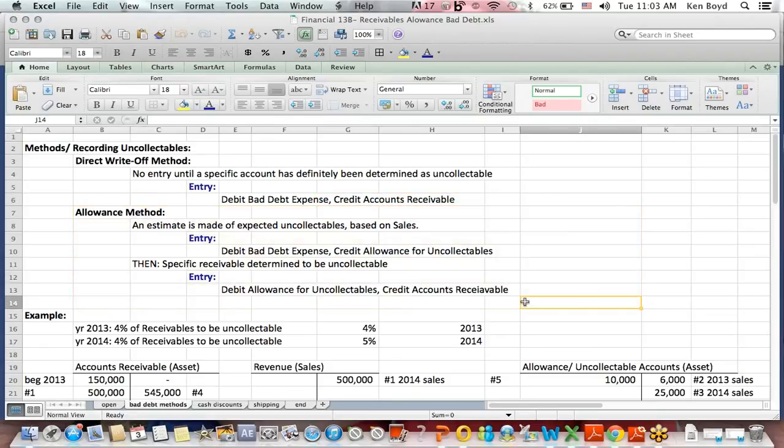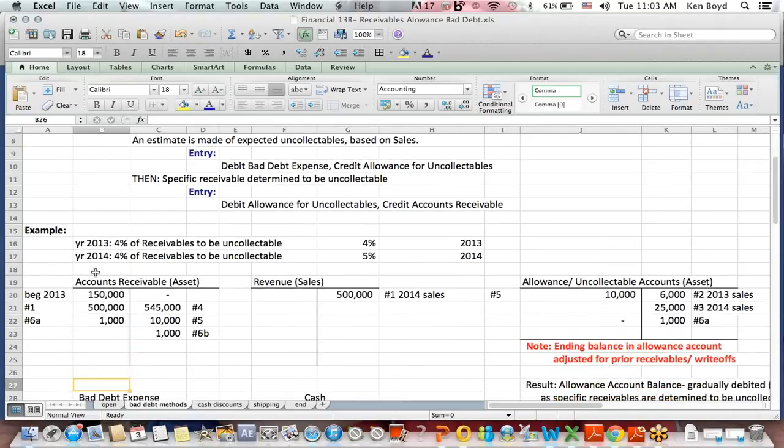Most larger companies use the allowance method, where an estimate is made of uncollectibles based on sales. You're going to see down here that we have percentages of uncollectibles that are estimated. So it's a two-step process. The first entry, once you've made the estimate, is to debit bad debt expense and credit allowance for uncollectibles. Then, when a specific receivable is determined to be uncollectible, for example, the people who bought denim from you go bankrupt, you remove it by debiting the allowance for uncollectibles account, and you credit accounts receivable to get rid of that amount that you know you're not going to collect. So it's a two-step process.